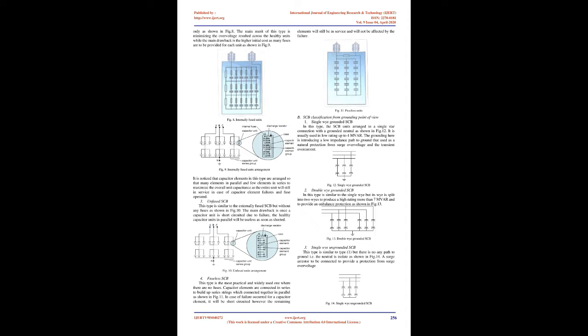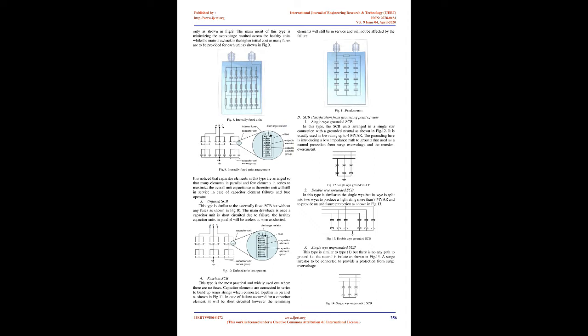Instantaneous earth fault protection, 50N. Double Wye ungrounded SCB. This type is similar to type 3, but its Wye is split into two Ys to produce a high rating, as shown in Fig. 15. This type is commonly used.